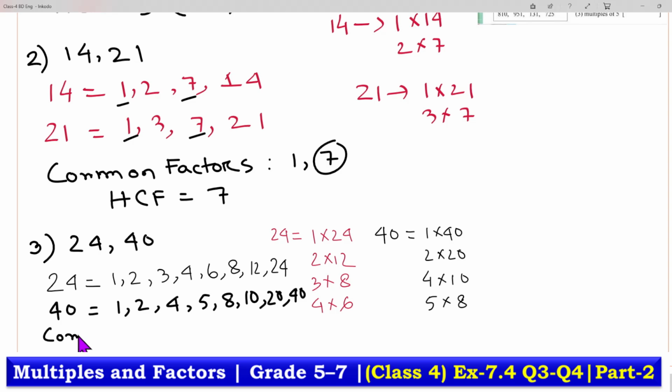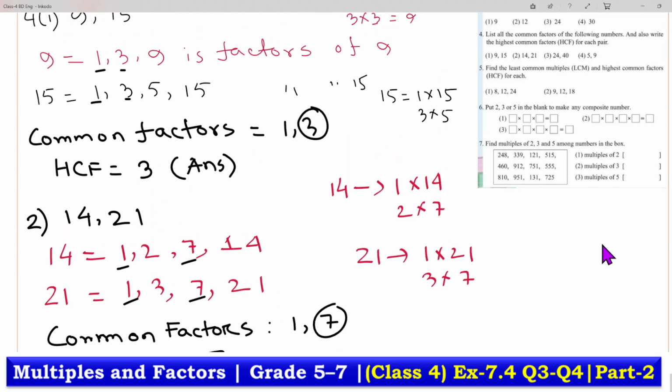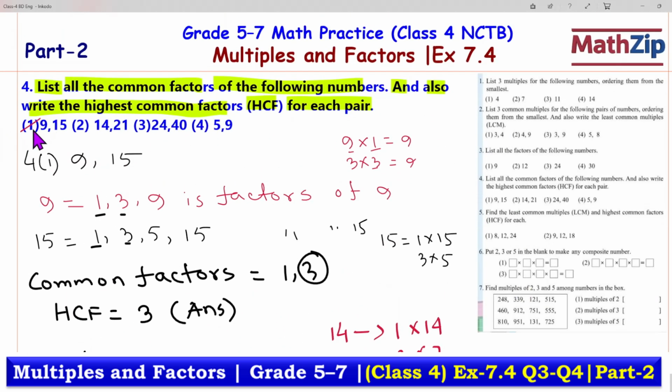So common factors. Which are common? Look, 1 is common, 2 is common, 4 is common, 5 and 6 are not common, 8 is common. So the common factors are 1, 2, 4, 8. Right? 1, 2, 4, 8. So what is the HCF? The highest one, which means 8. Very simple. So number 3 is done. 1, 2, 3 done.